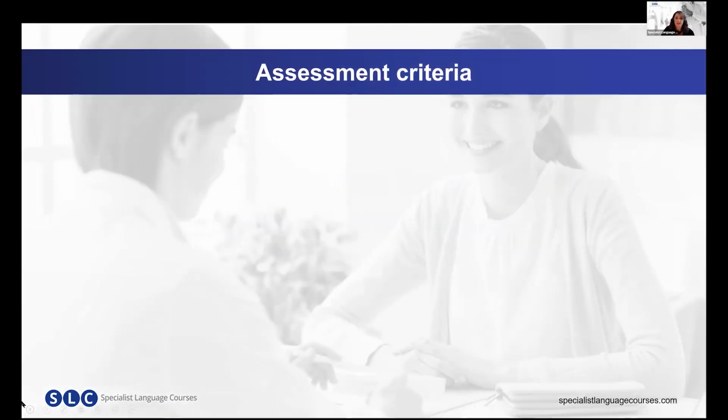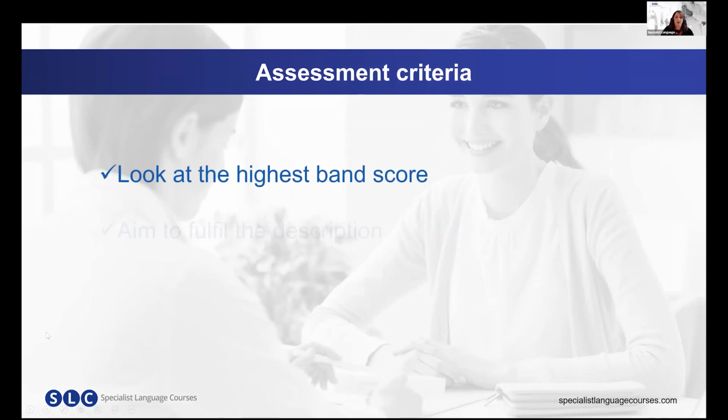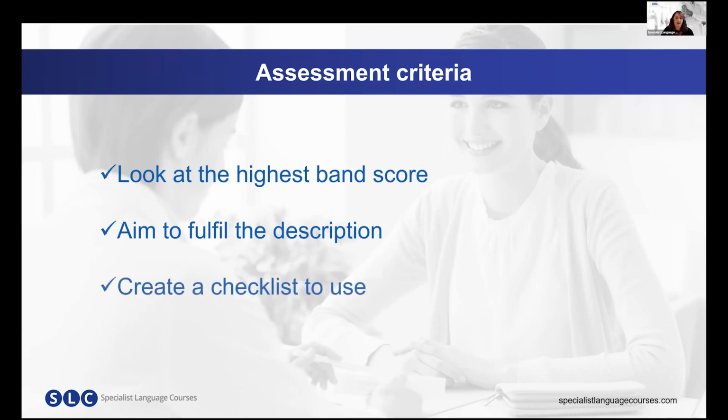So using the assessment criteria, look at the highest band score, so a 6 or a 3. Aim to fulfill the full description, so each of those subcategories in each of the areas, and create a checklist. So look at the clinical communication criteria, and give yourself a checklist. So each time you do a role play, you can have a checklist. Have I initiated the conversation effectively? Have I asked about the patient's ideas, concerns, and expectations? So each time you do this, you can check off those things that you've done during the role play.